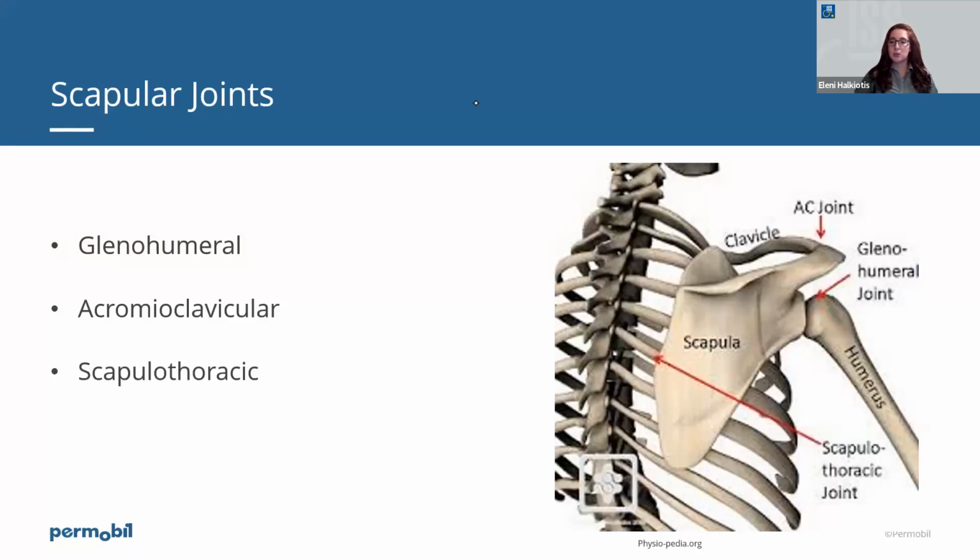And through these joints, we are able to control proximal upper extremity movement through the shoulder joint. And that's why if a client's scapular position changes, they have a winged scapula, they elevate their scapula, it will change the position of the glenoid fossa and in turn affect the range of motion through the glenohumeral joint.